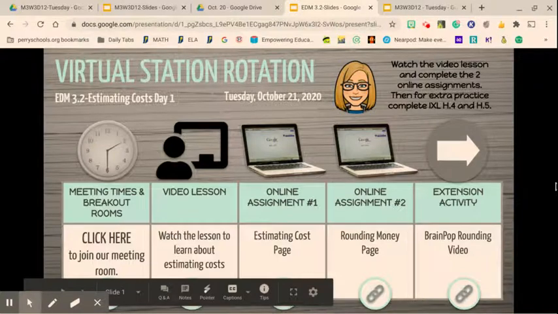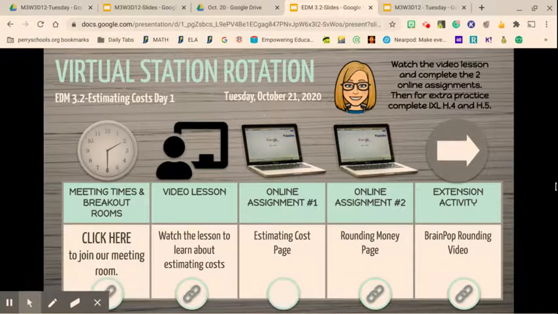Hey guys, for today we are going to be working on Everyday Math Lesson 3.2 Estimating Costs Day 1. So we're going to do this in two parts. Today we will be solving a problem, and then we will meet in our small groups and talk about your answers and explain what we were thinking. So you have a couple assignments.